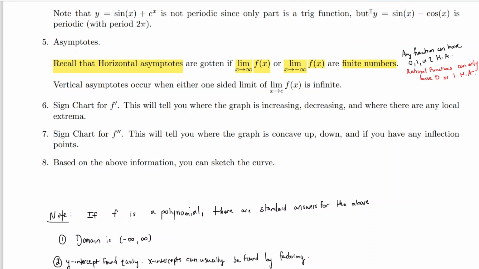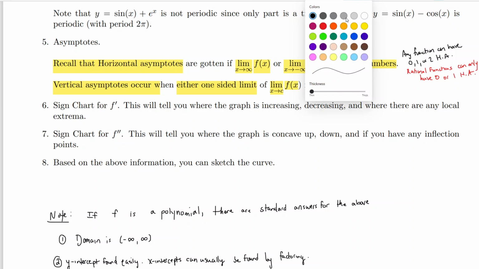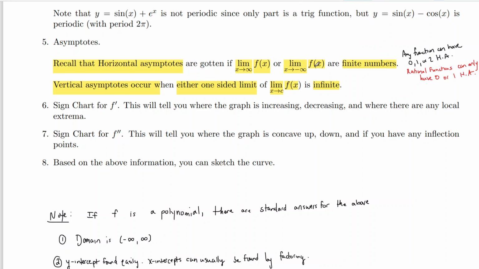Okay. Now, vertical asymptotes occur when either one-sided limit, so limit as x goes to c, from the left or from the right, is infinite. And the way we really establish that, especially with rational functions, since once again that's really our main example, is the denominator equals 0 for a limit, and the numerator does not equal 0 at x equals c.